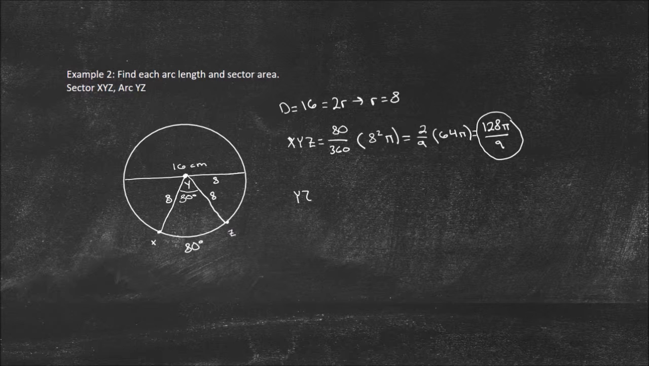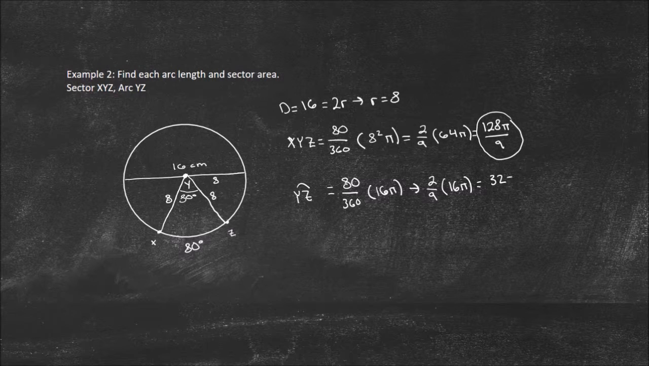So arc YZ has to equal 80 divided by 360 again. And now we're going to multiply by the circumference instead of the area. Circumference is 2 pi r or pi d, so that's going to be 16 pi. That simplifies to 80 divided by 360, which is 2 divided by 9, times 16 pi. It's going to give us 32 pi over 9. And again, that one can't be simplified.